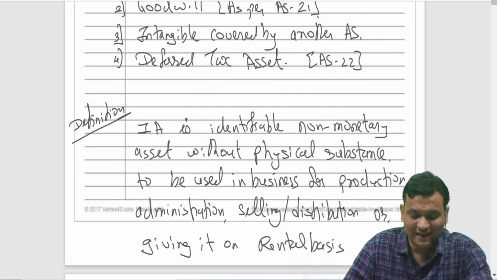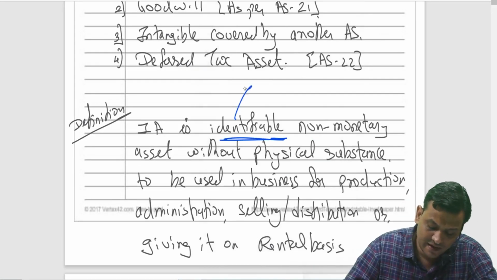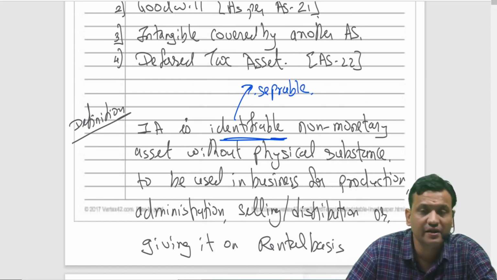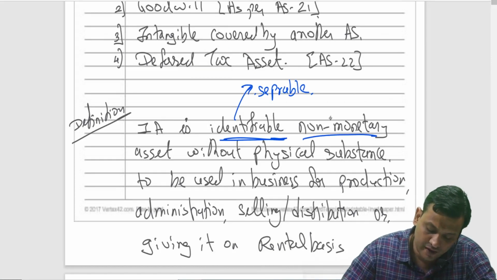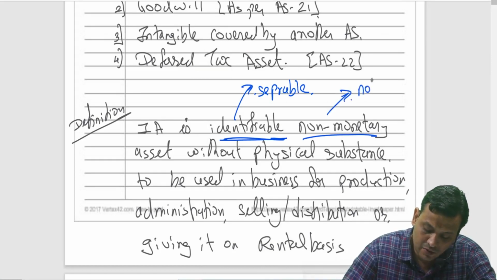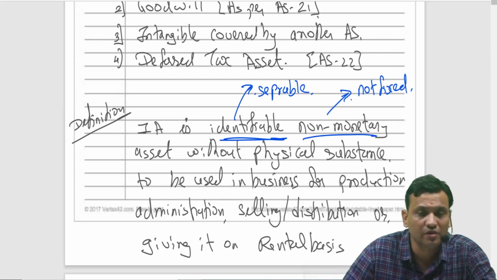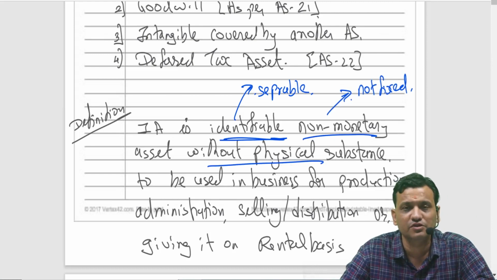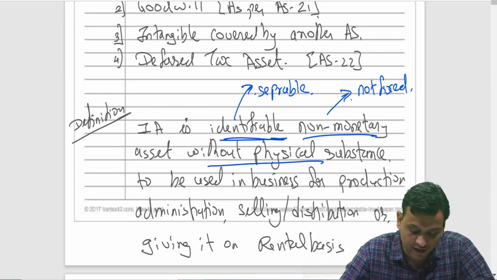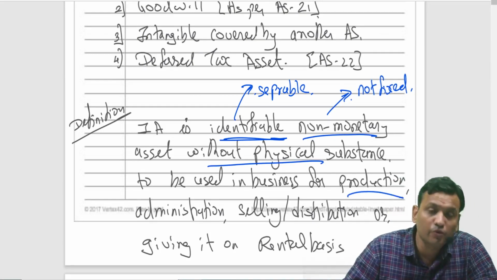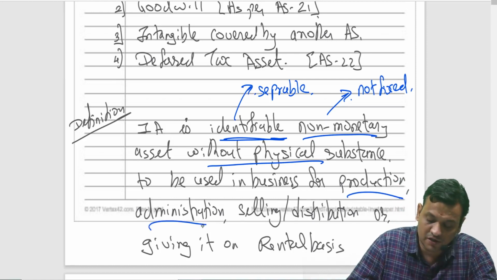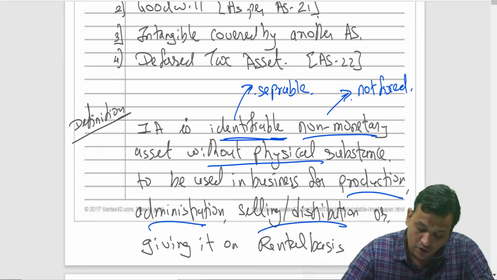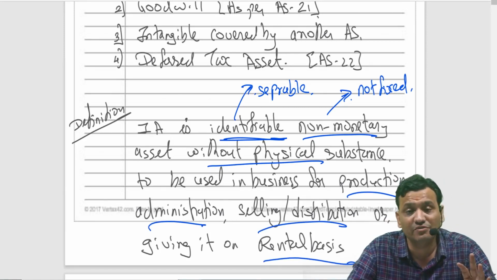So basically it is identifiable. When I say identifiable, what does it mean? Sir, it is separable. Separability criteria is fulfilled. Non-monetary means the amount is not fixed or determinable, what you learnt in AS 11. Without physical substance, we cannot touch it. To be used in business for production, administration like patent rights, software, selling and distribution, sole selling agent right, or giving it on rental basis. This is our intangible asset.